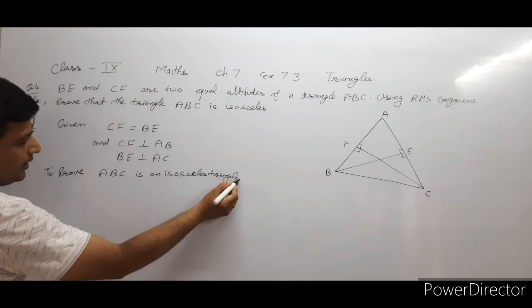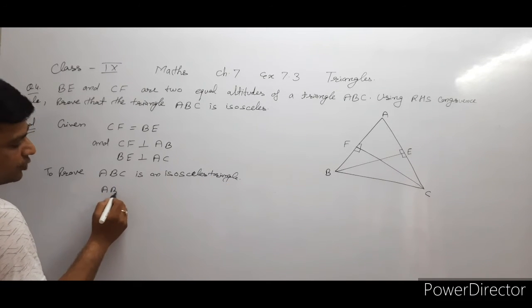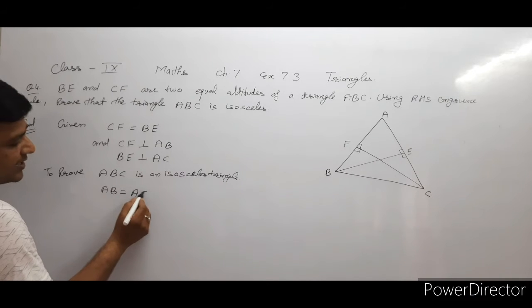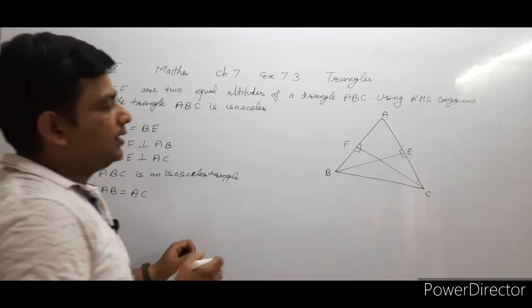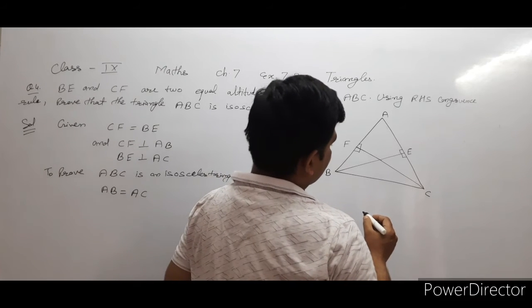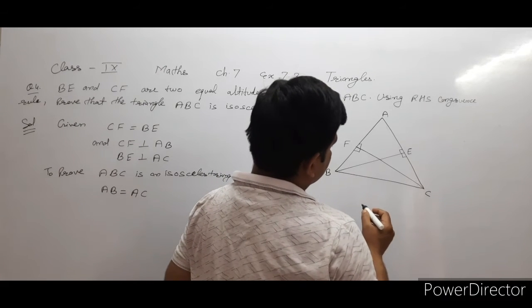And to prove it is an isosceles triangle, we have to prove that AB is equal to AC. The two sides AB and AC are equal. We will prove this. To prove that, take a triangle. We will consider a triangle like this.